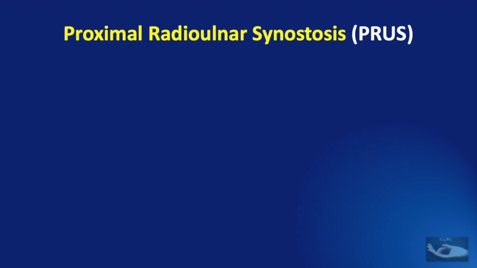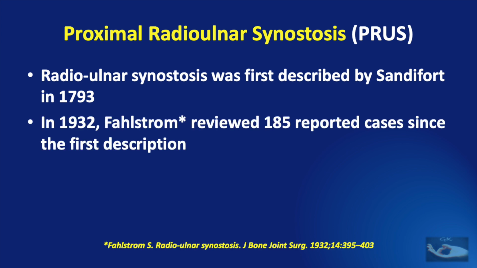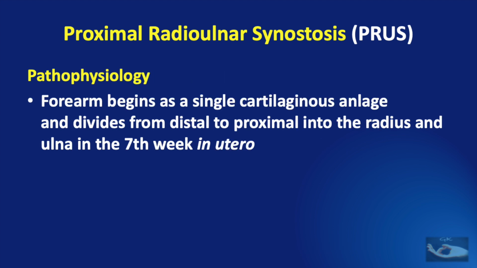Proximal radioulnar synostosis is one of the common clinical conditions of synostosis, warranting surgical management in most of the cases. It was first described by Sandifort in 1793, but it was in 1932 when Falstrom reviewed 185 reported cases since the first description. We need to understand how this synostosis occurs.